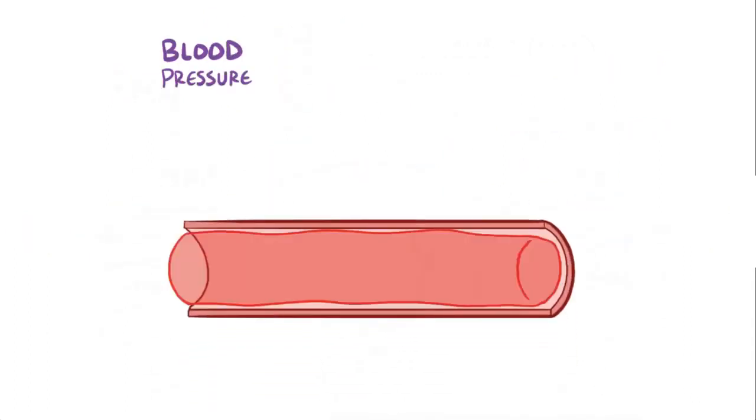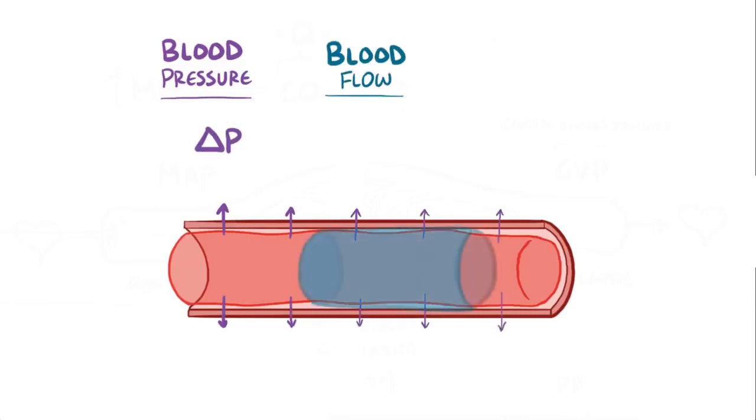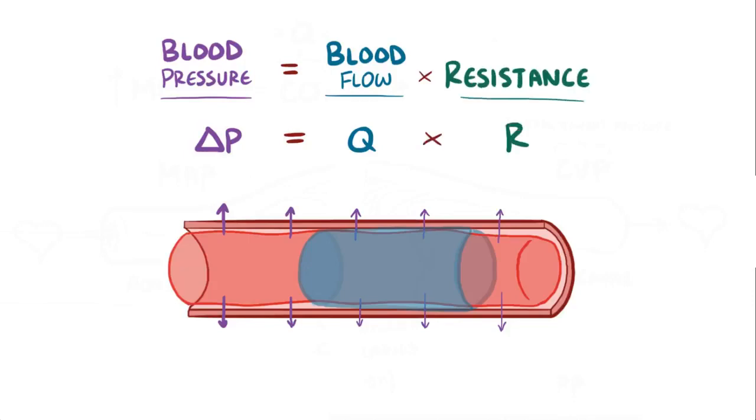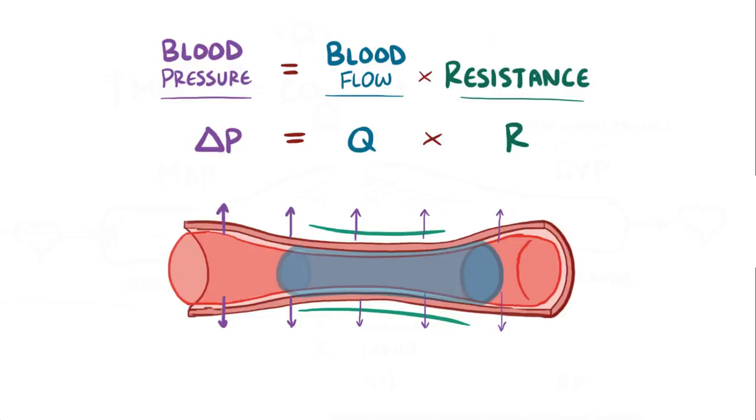Alright, as a quick recap, blood pressure refers to the force that blood exerts on the blood vessel walls. Blood flow refers to the volume of blood that flows through the blood vessels, an organ, or the entire body, over a certain amount of time. And resistance refers to the physical or mechanical pushback that blood gets from things like vasoconstriction.